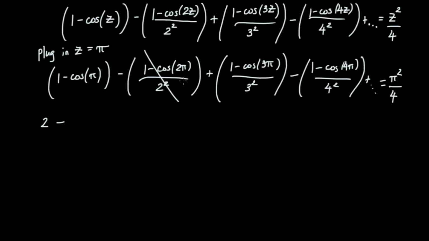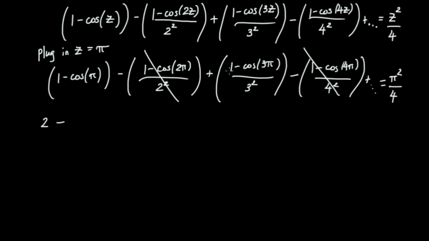Moreover, any term like cosine 2 pi, cosine 4 pi, cosine 6 pi, or whatever is always going to generate a numerator which is 0. You're always going to get 1 minus 1. So these cosines with the even coefficients are going to vanish here. So I claim this cancels, and all the even coefficients are going to cancel. And that's going to leave me with just the odds.